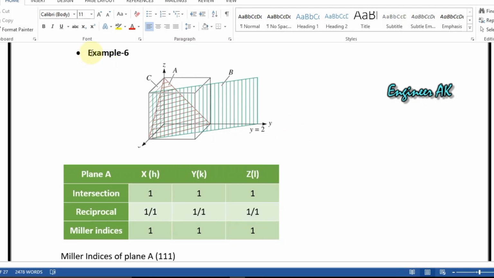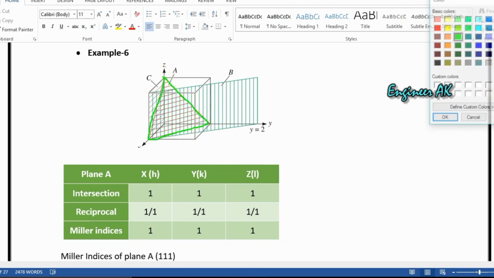Now moving toward example 6, and this is the last example of today's lecture. Here we again have three planes A, B and C, and we have to find the Miller indices of all these planes. So let's get started. The plane A is this one. Let me draw it here. This is the plane A.